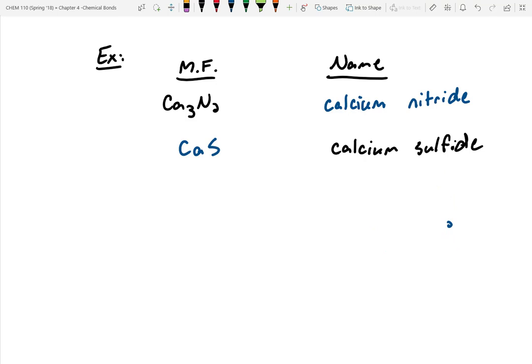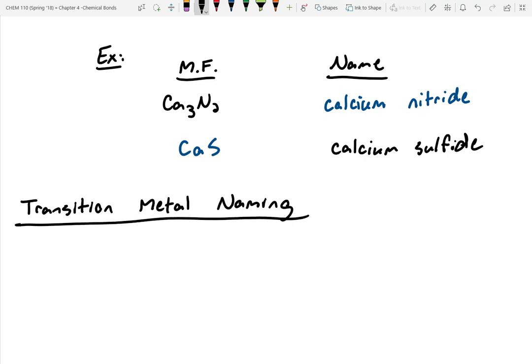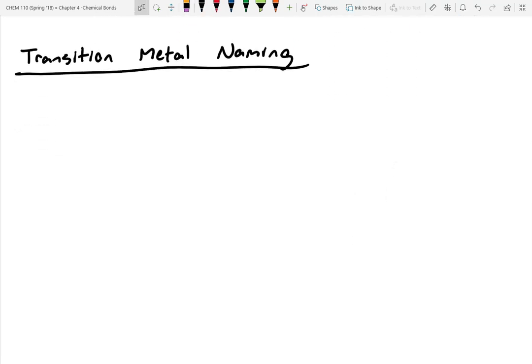So I'm just going to erase this to get more space in here. The next one we have to do is transition metal naming. This was the group 2 naming that we talked about, and this also has a special naming convention. Just like before, your cation goes first, and then next you have a Roman numeral.